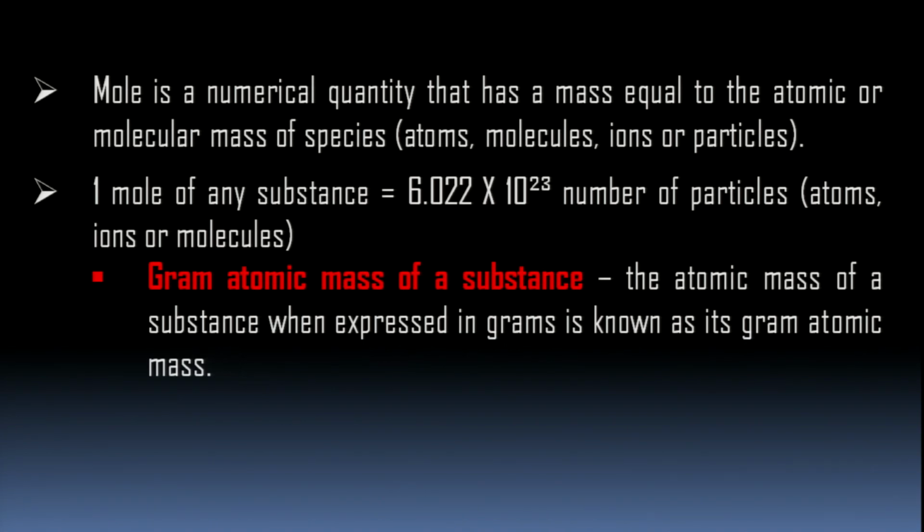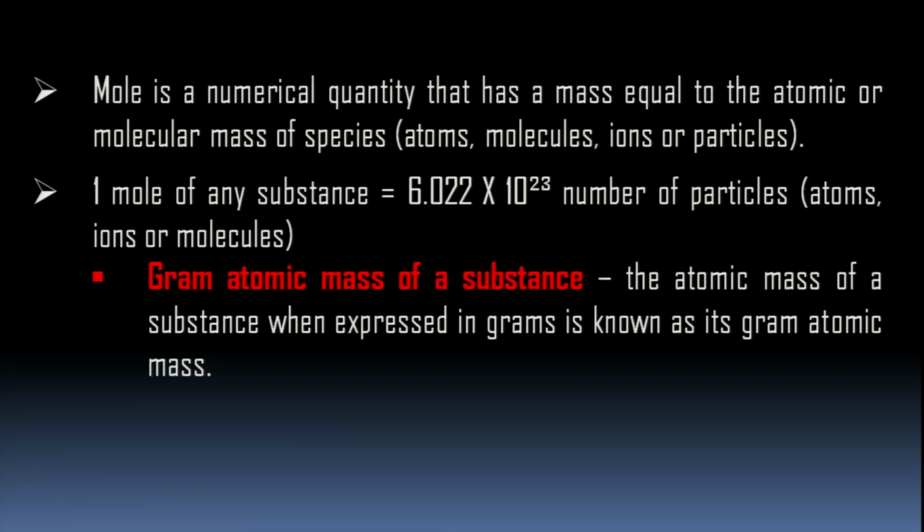Gram atomic mass of a substance. For this you have to know the atomic mass. When you know the atomic mass, you can find this gram atomic mass also. And to find the gram atomic mass, you have to know the atomic mass of all the elements. The atomic mass of a substance when expressed in grams is known as its gram atomic mass.